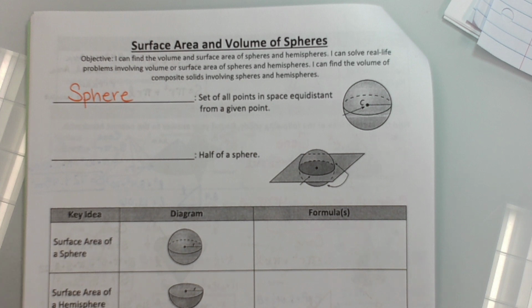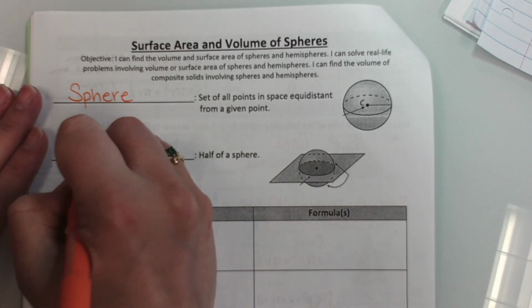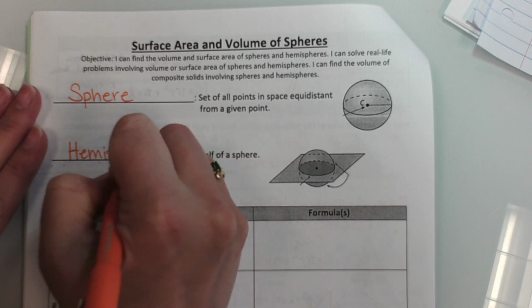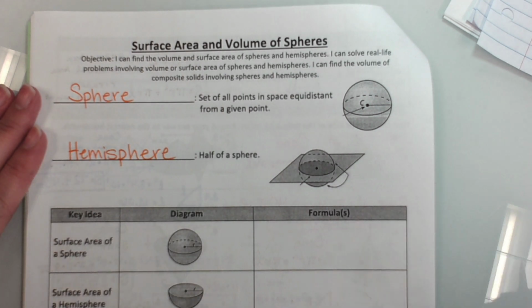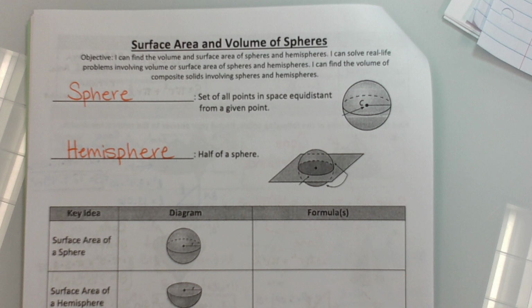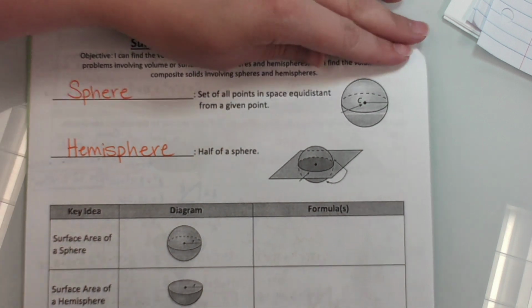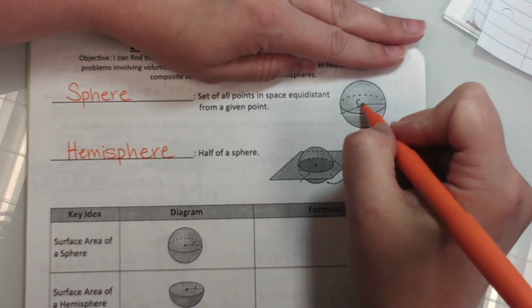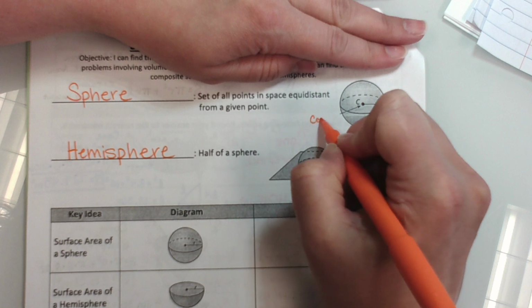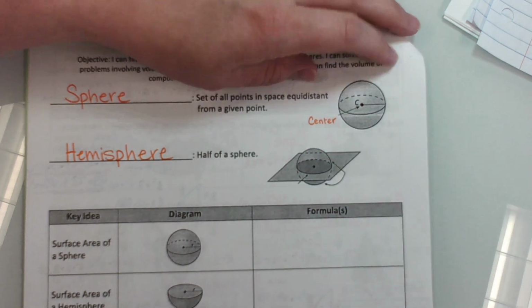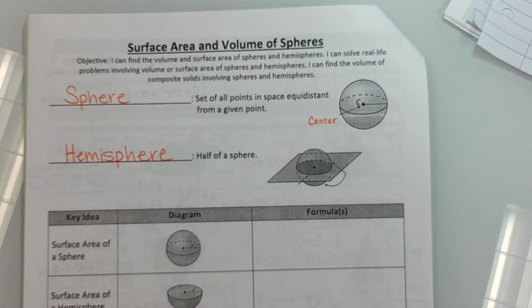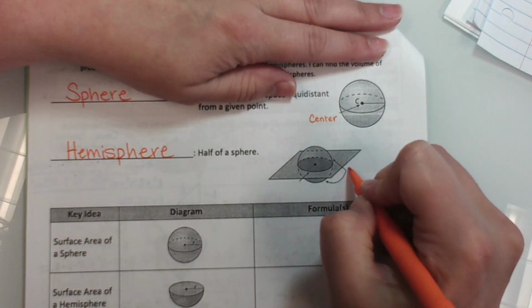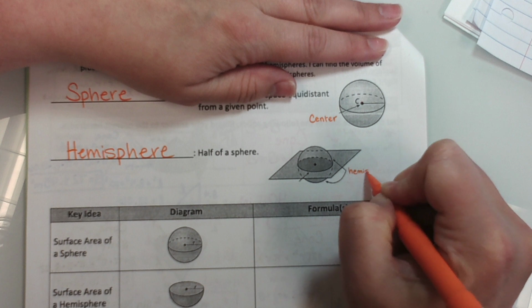Half a sphere? Hemisphere. Now, when you're talking about spheres and hemispheres, there are a couple of things you need to know. First off, you've got the center of your sphere. Cut that sphere in half. You've got your hemispheres. There are two of them.